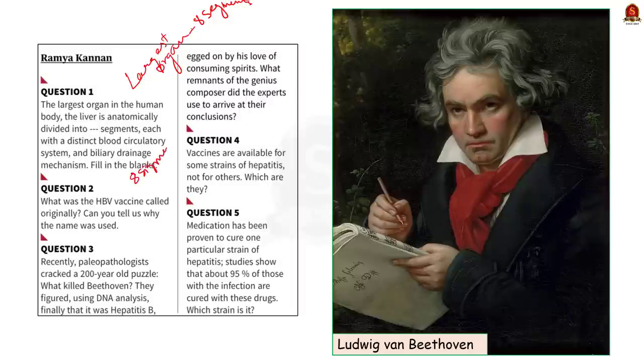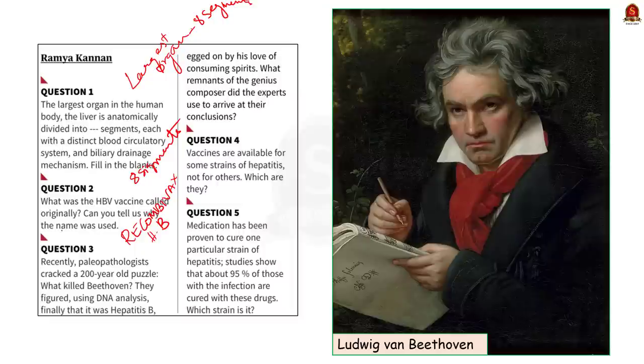Moving on to the second question. This question asks you to find what was the original name of the HBV vaccine. See, the hepatitis B vaccine or HBV is used to prevent hepatitis B infection. The original name of this vaccine is Recombivax HB or Recombivax Hepatitis B. This vaccine was developed using the recombinant DNA technique. That's why the name Recombivax was used. Okay? I'm not really very sure about this answer. We'll wait till tomorrow to confirm what is the right answer.